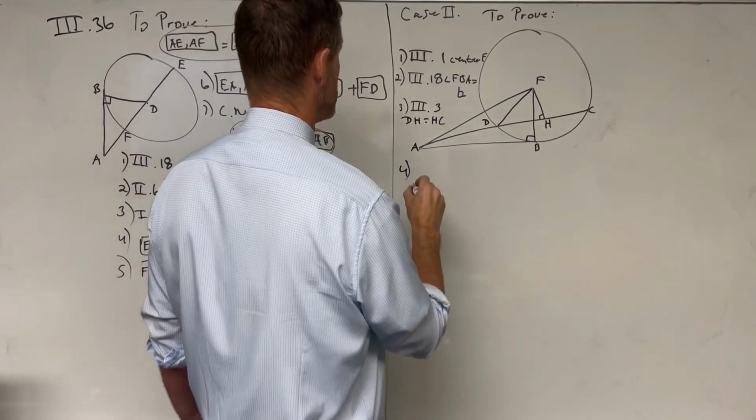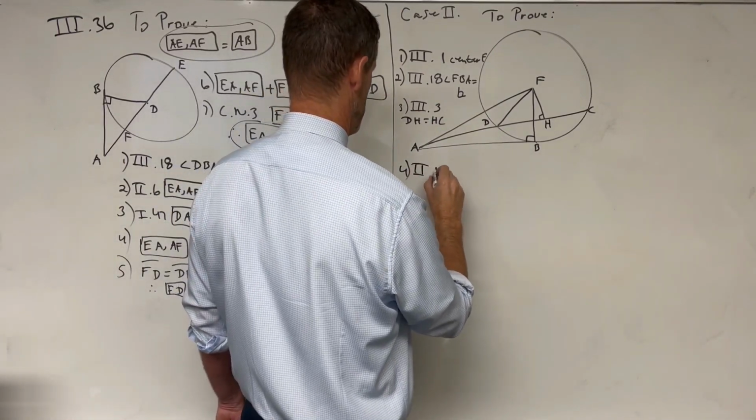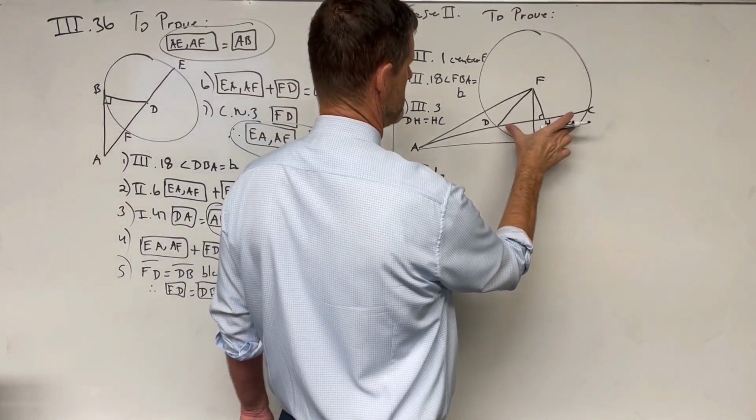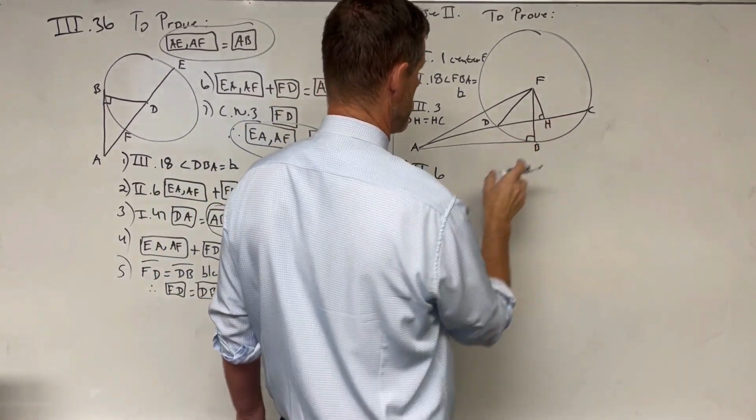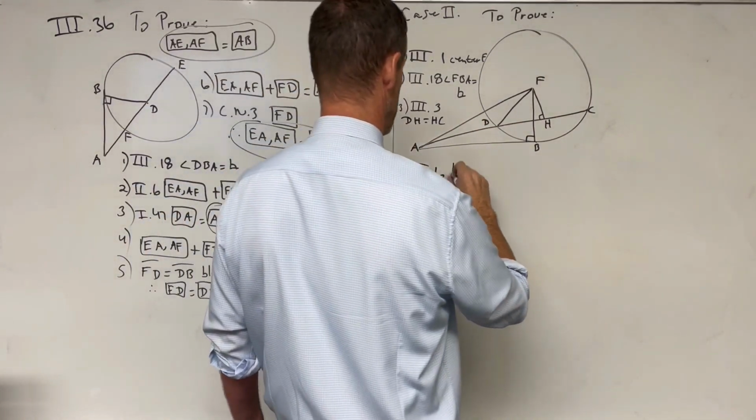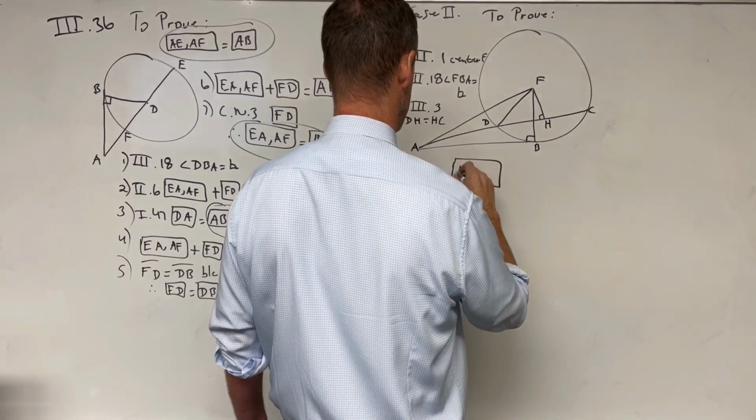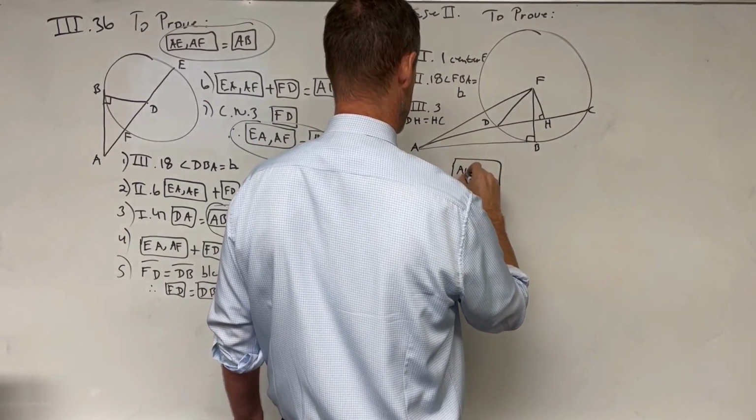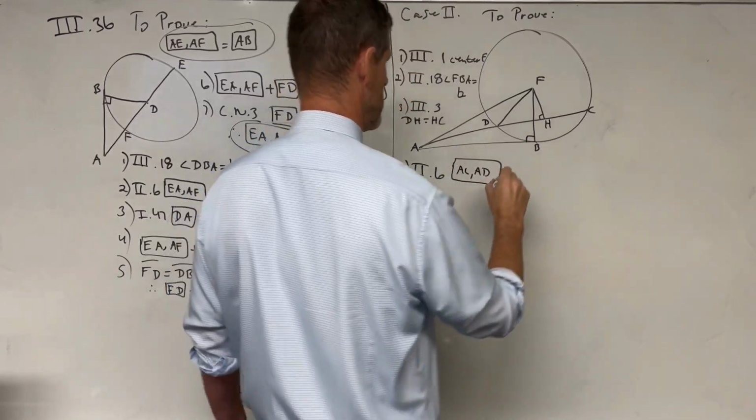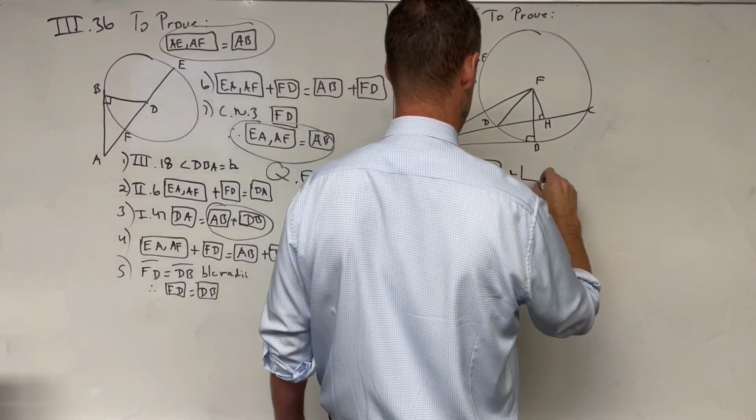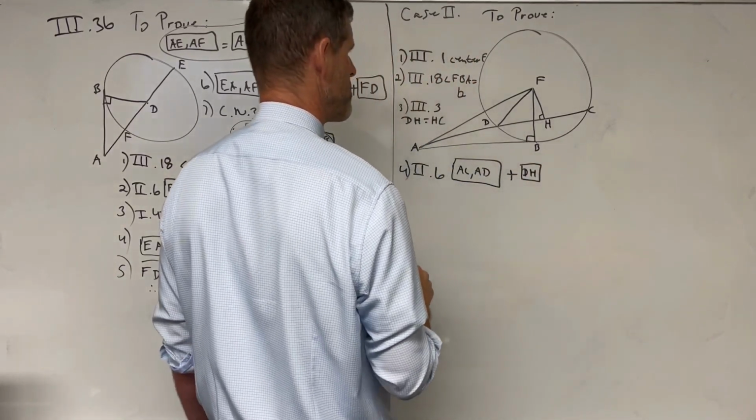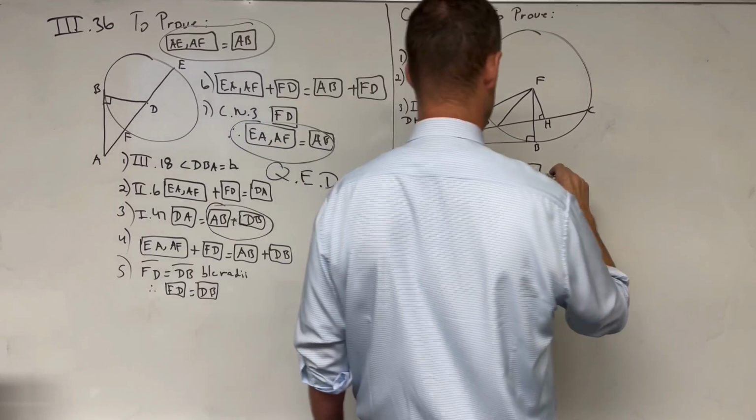And now we can apply book 2, proposition 6, because we've got our straight line DC, which has been bisected at H, but then a straight line DA has been added to it. Therefore, the rectangle AC, AD plus the square on DH will be equal to the square on AH.